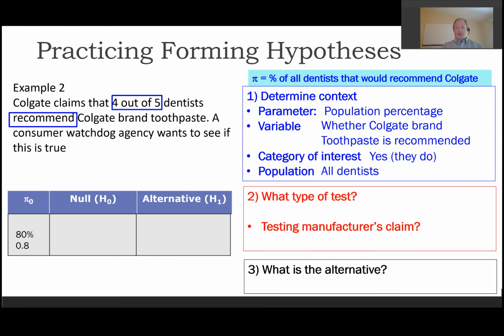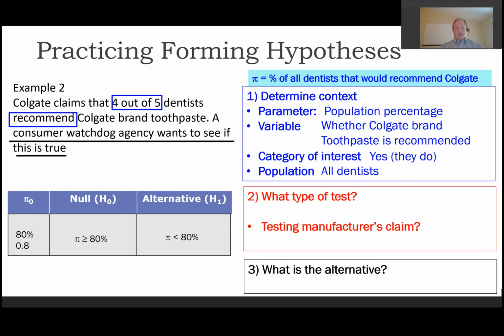Remember what the alternative is. The alternative is the plaintiff. They're the person going against a defendant. And in a class action lawsuit, what would be the plaintiff? It would be a person that would be claiming Colgate did not meet the claims in their ads, okay? So this is clearly a case where we're testing to see if it's less than 80%.